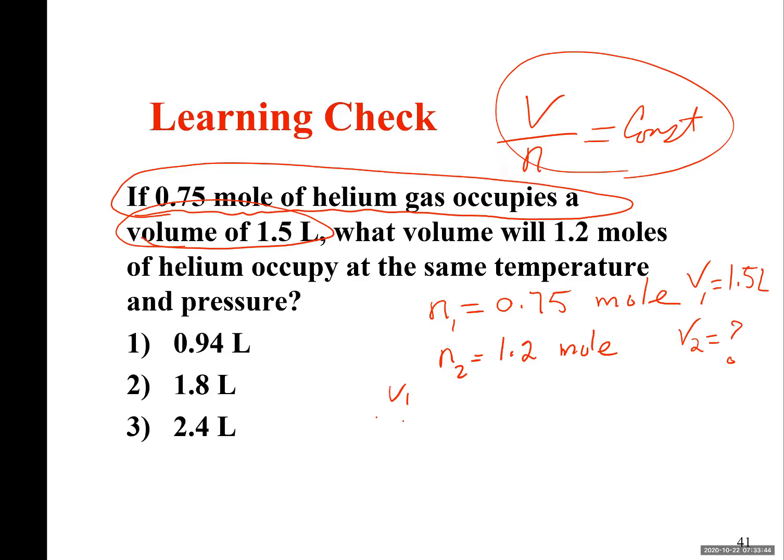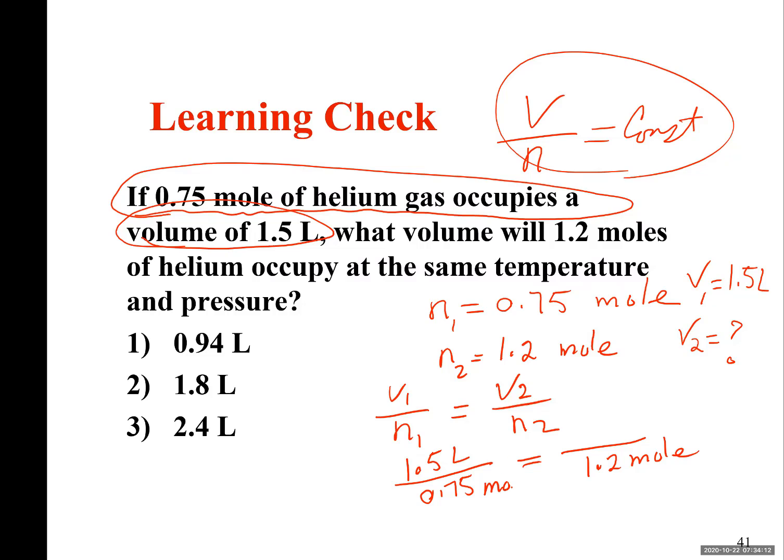Can I say V1 over N1 is equal to V2 over N2? So all I have to do is plug in the numbers. 1.5 liter, that was V1. Number of moles of gas was 0.75. And then we change number of moles to 1.2 moles. And what is the new volume? So all you have to do is solve this equation for V2 and go ahead, try it and see what you get.